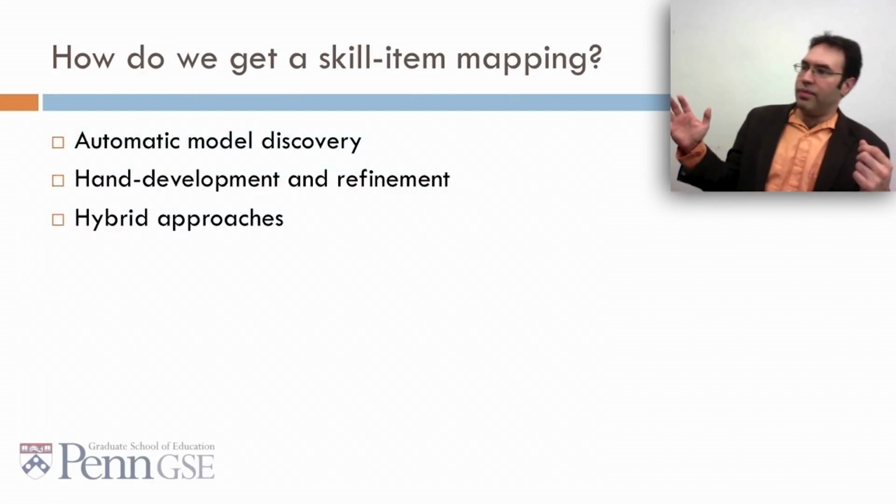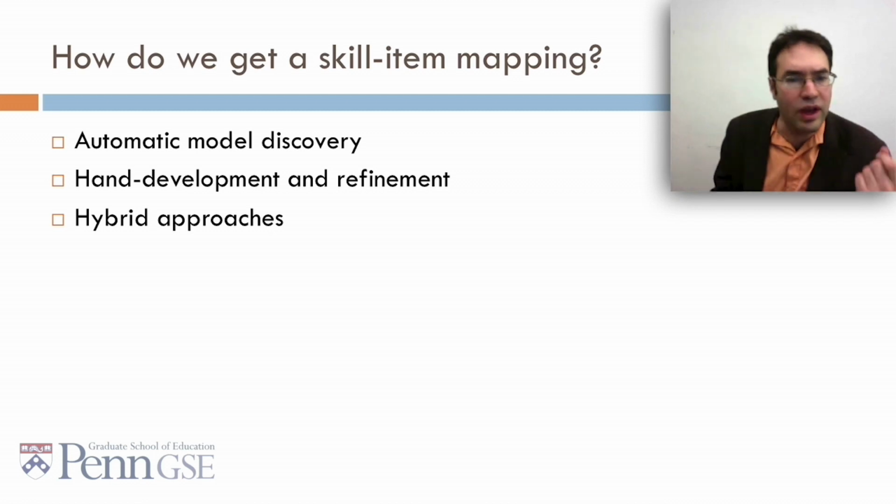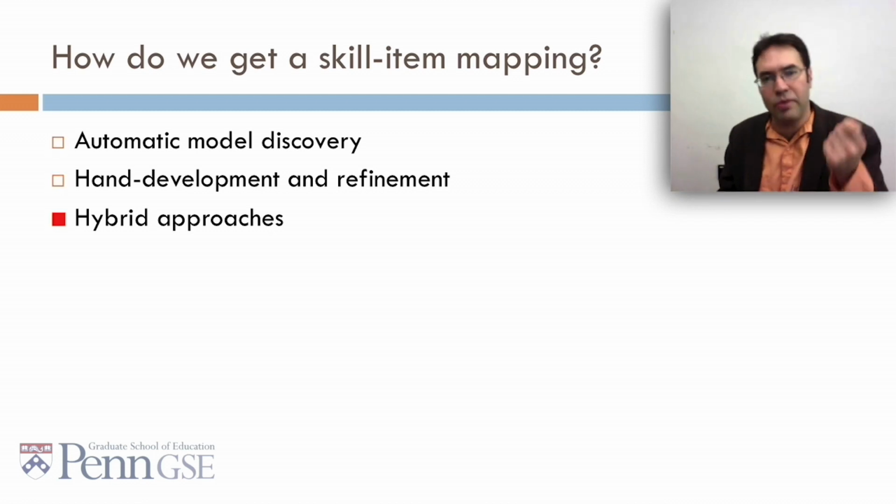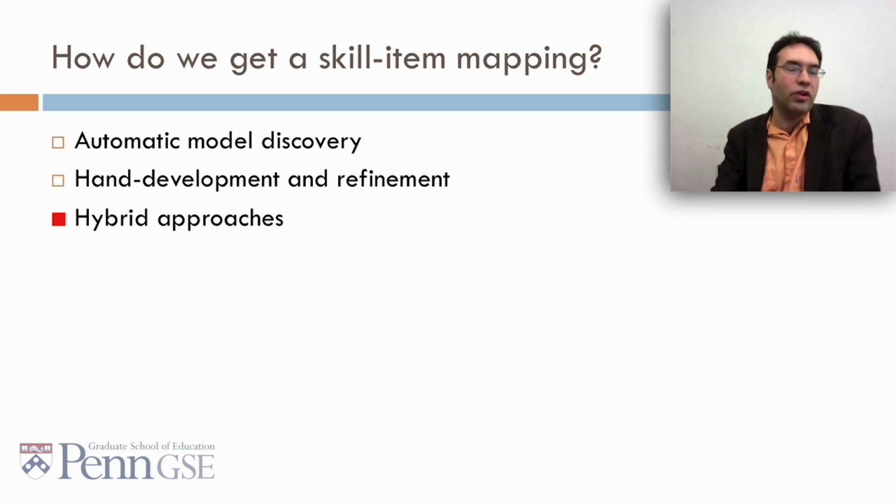How do we get this skill item mapping? Well, there's 3 things people do to get to it. They do automatic model discovery, hand development and refinement, and hybrid approaches. We'll talk about automatic model discovery and hand development and refinement today. We'll talk about hybrid approaches in the next lecture.